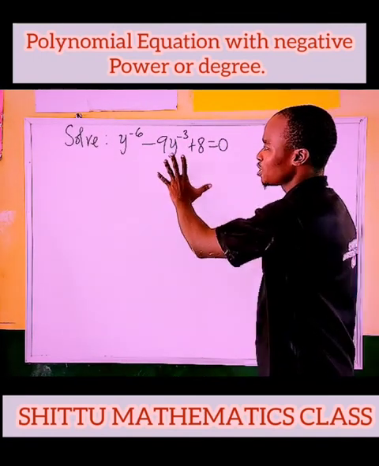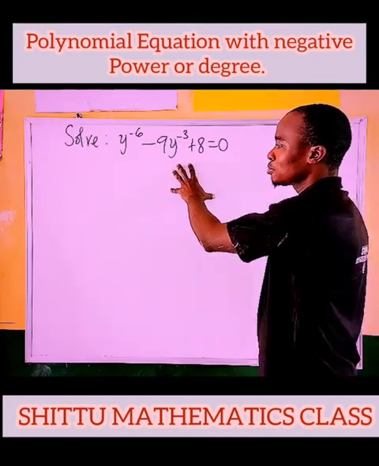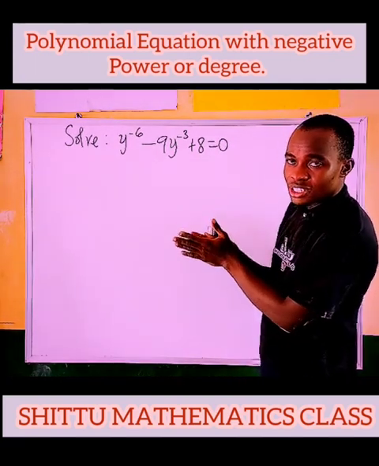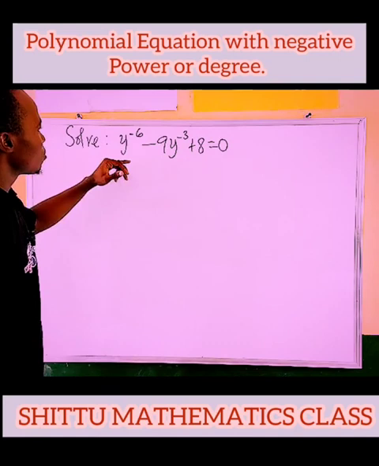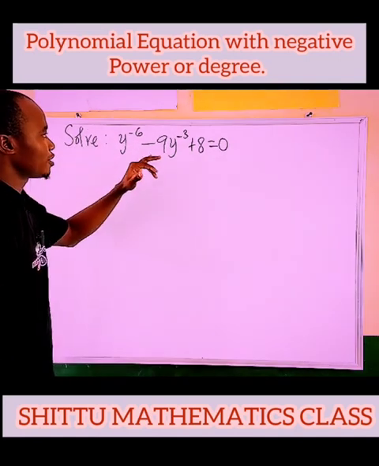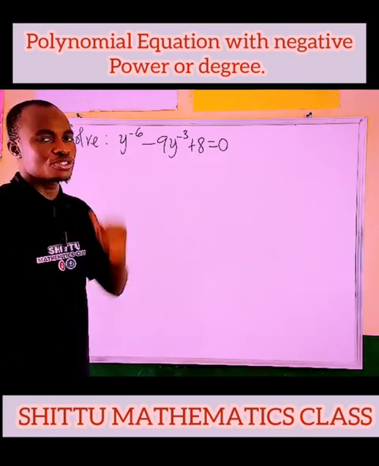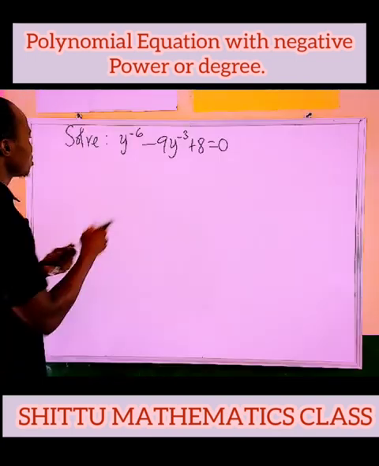In this tutorial today, we are going to be solving this particular problem on this board. So how are we going to solve this? Let's start from here. We have y to the power minus 6 minus 9 y to the power minus 3 plus 8 equals 0. So now we do this.